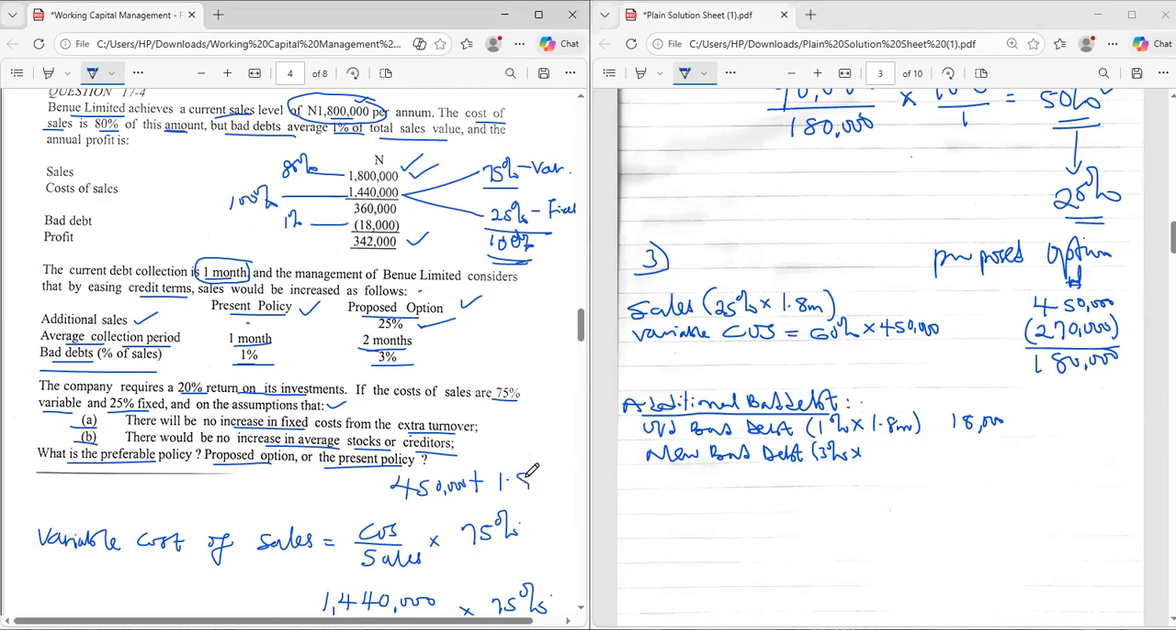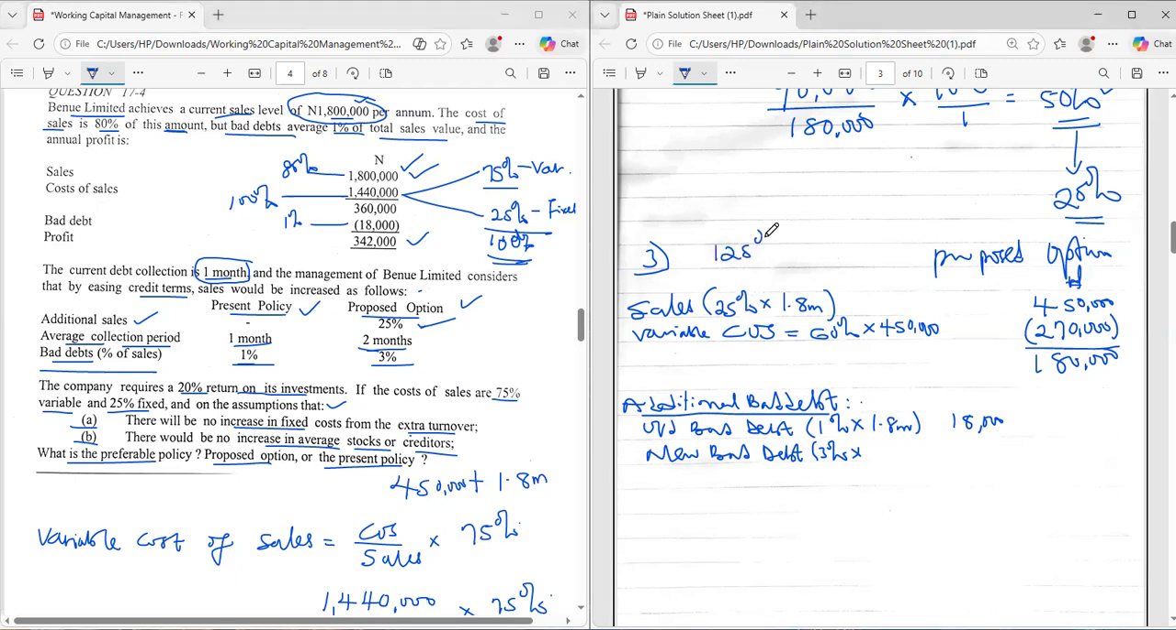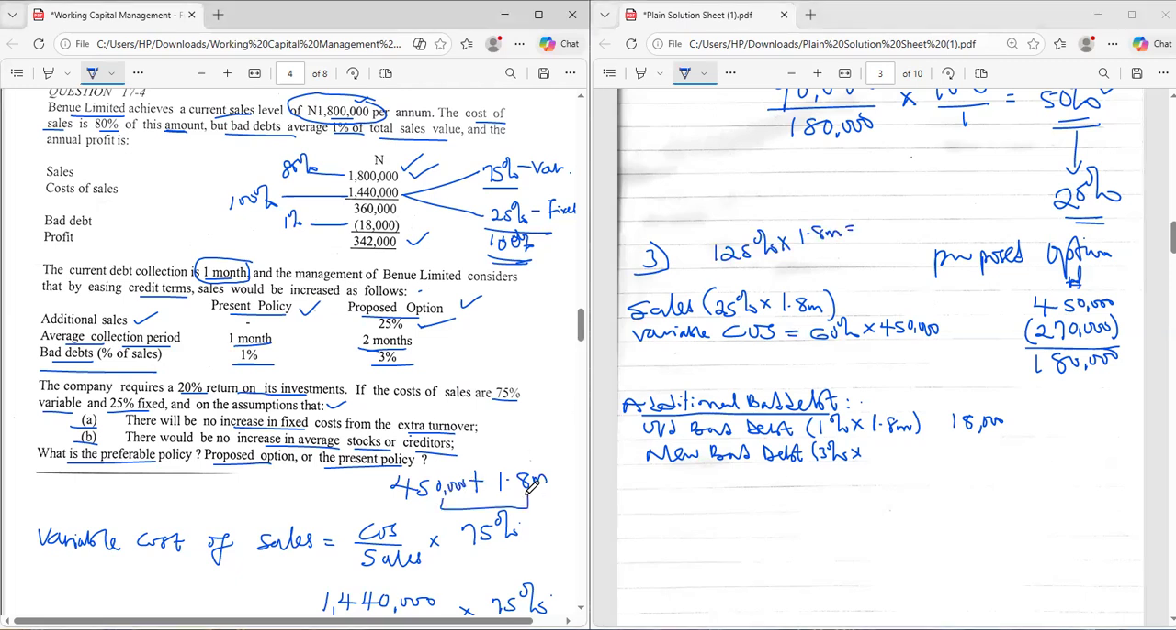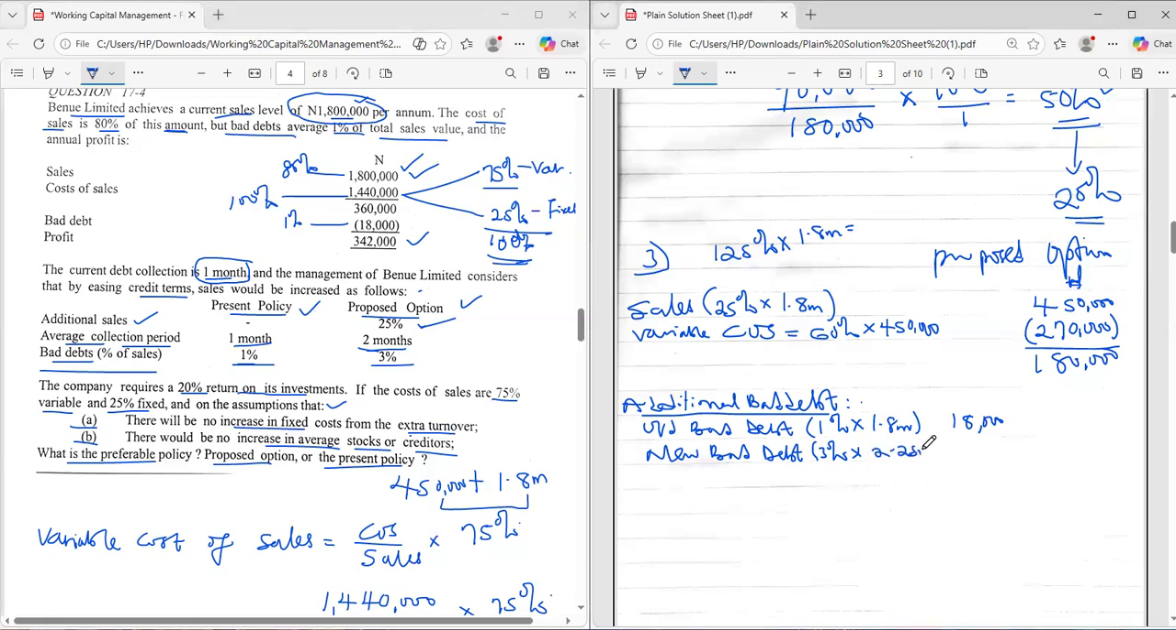Plus 1.8 million. This 450 is just the increment, 25%. If you have done 125% of 1.8, check what you are going to get. It will be the same thing as 450 plus 1.8. That's the total new sales. Your bad debt will calculate on your total new sales. Calculate for me. What do you get? 2.25 million. So that will give us 3% to give us how much?